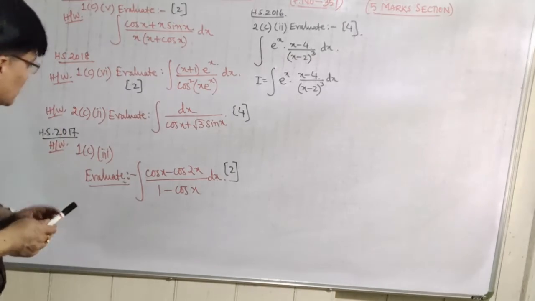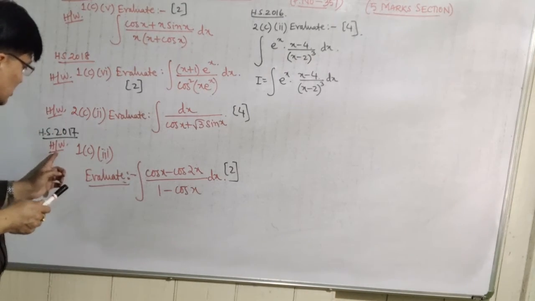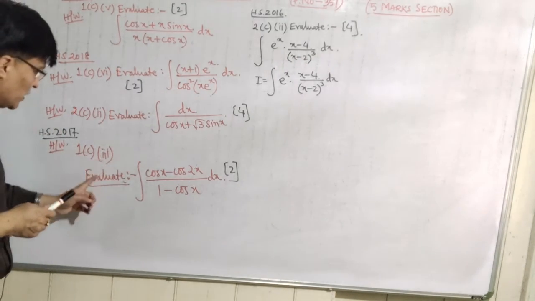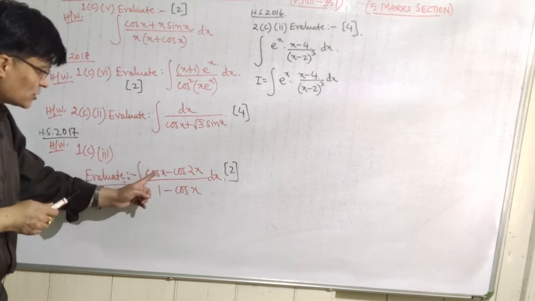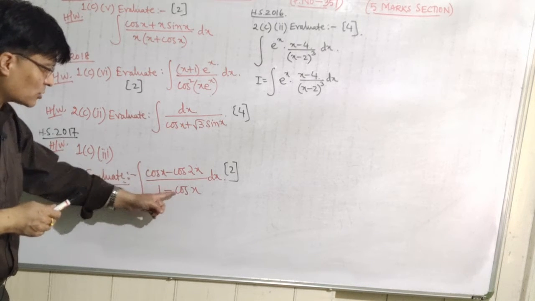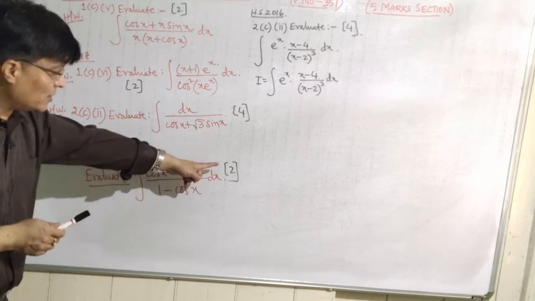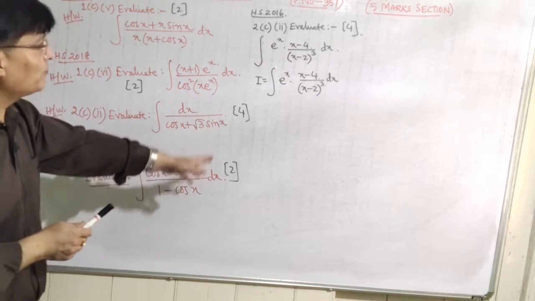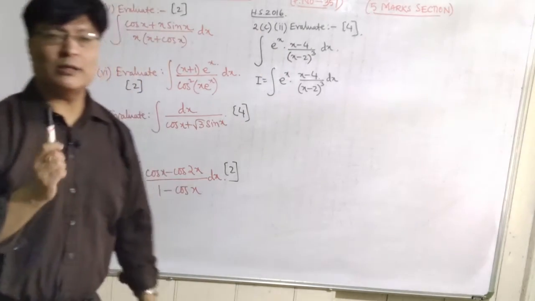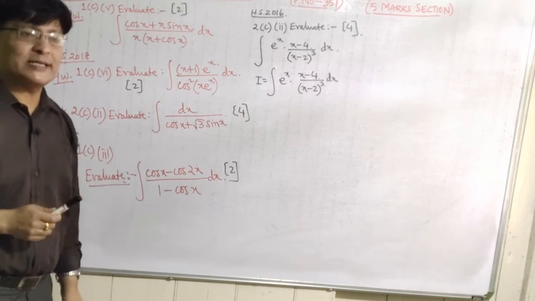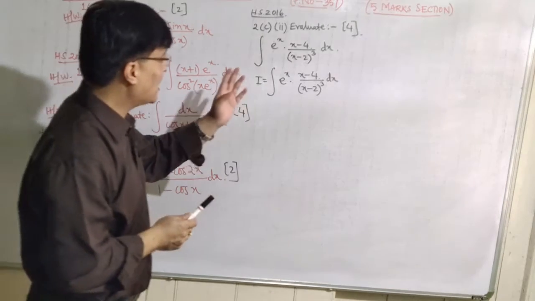This question carries 4 marks. And this is from HS 2017. This is also homework. 1C number 3. Evaluate the integral of (cos x - cos 2x) / (1 - cos x) dx. And this question carries 2 marks. Okay. Now let's do question 2C number 2 from HS 2016, which carries 4 marks.